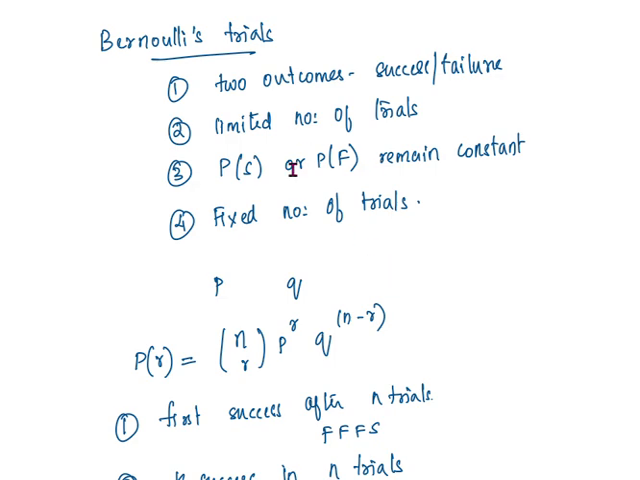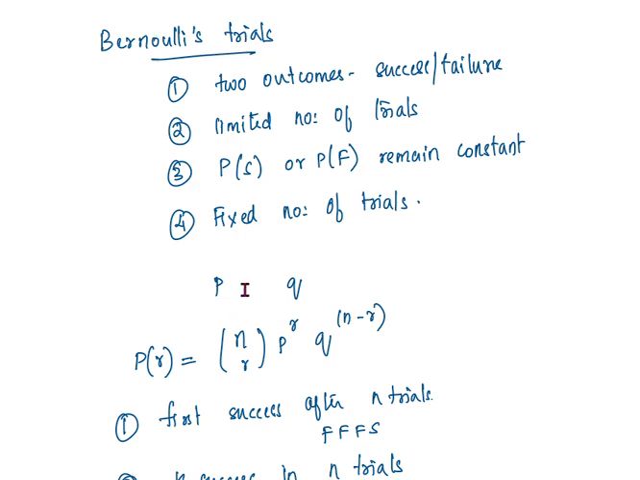So Bernoulli's trial, the conditions: they have asked this a couple of times in the exam. For Bernoulli's trials, you will always have two outcomes, which will be success or failure, and that is what we find out when you work with Bernoulli's. You will have a limited number of trials, and the probability of success and the probability of failure will remain constant from trial to trial, and you will have a fixed number of trials. If an event satisfies all of these, then you can say it is a Bernoulli's trial.